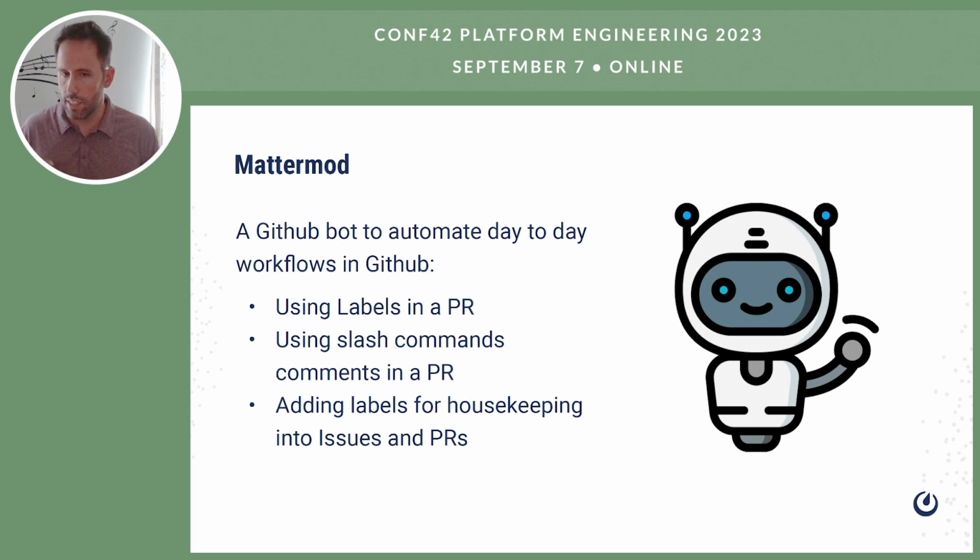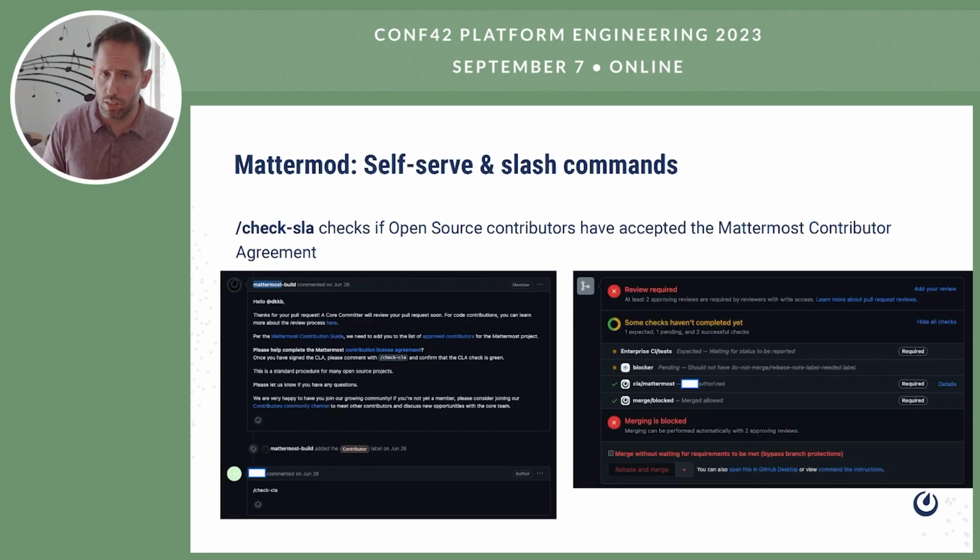This makes the engineers a bit more hungry, and they want to automate a few more things. So we created another bot, which is used to automate workflows in GitHub. Again, using labels, using / commands in comments for a pull request, adding labels for housekeeping into issues and PRs. And let's see some examples. So again, it's self-serve, and we use the / commands.